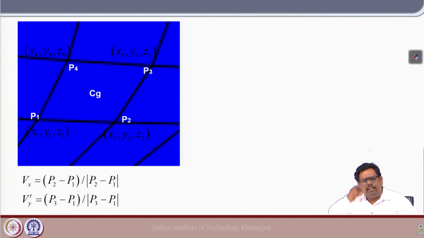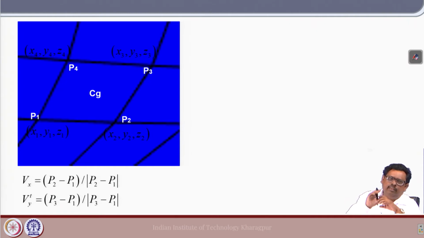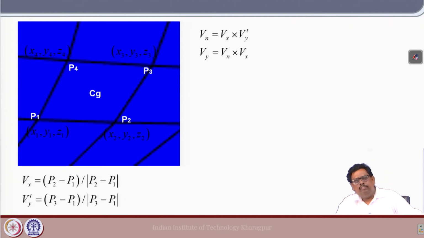Then we define one vector along P1P2 and another vector along P1P3, a temporary one. Now, if I take a cross product, definitely I am getting the normal. So, Vn is nothing but the normal to the plane of the vectors Vx and Vyt. So, it is a normal.